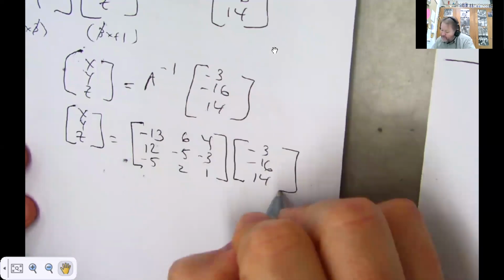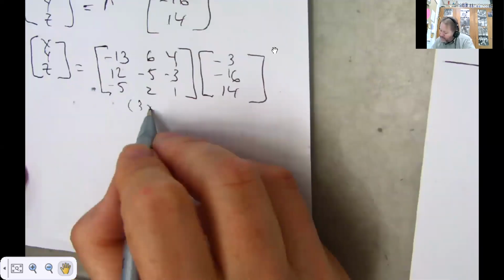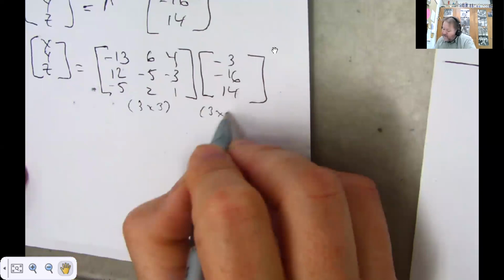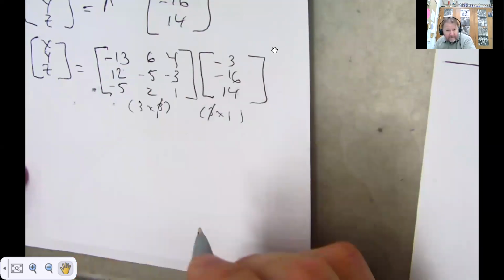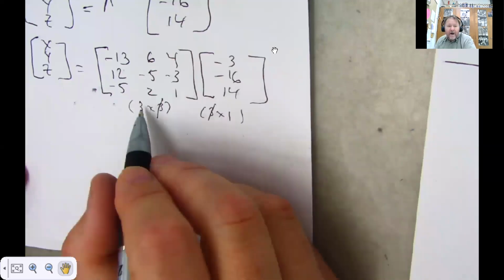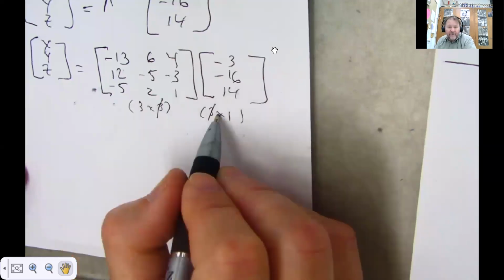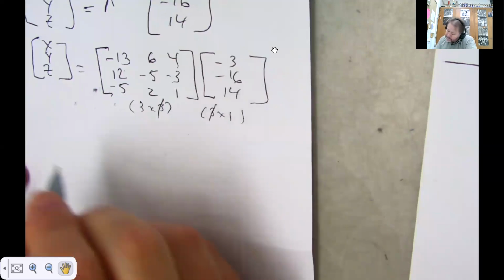First of all, is it possible? This is 3 by 3 times the 3 by 1. And sure enough, the columns of the first and the rows of the second are the same, so it works. That means the number of rows of the first and the columns of the second would be the size of the resulting matrix. All right, here we go.